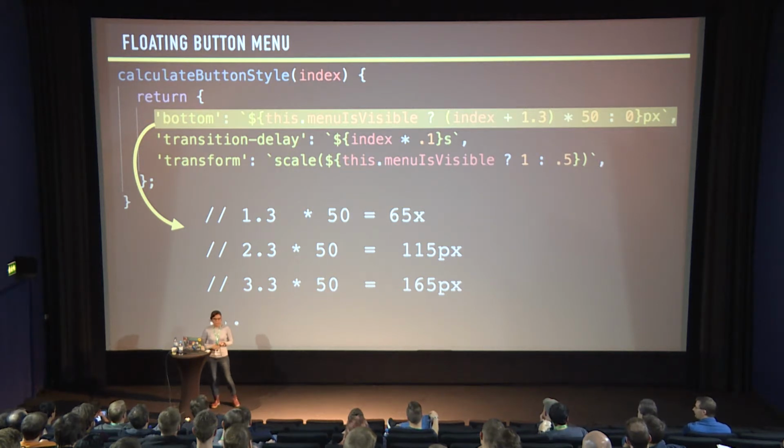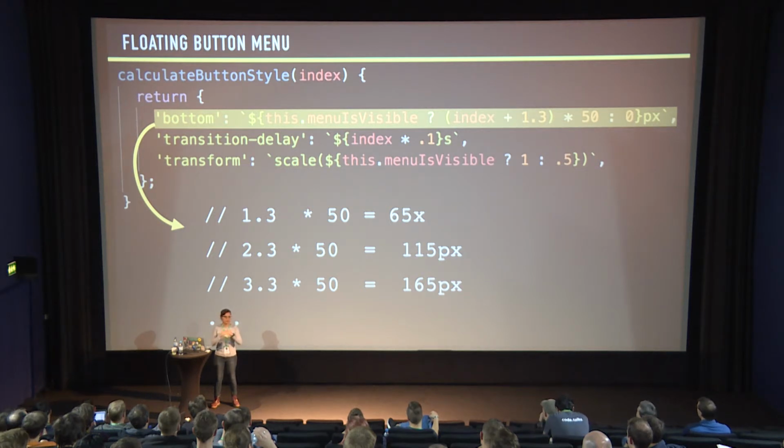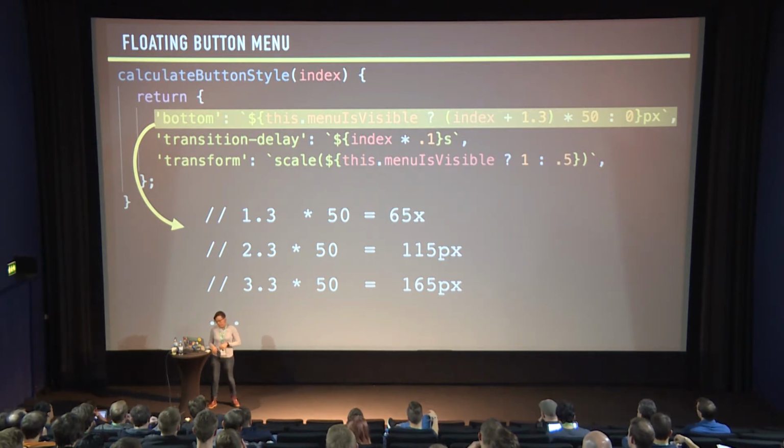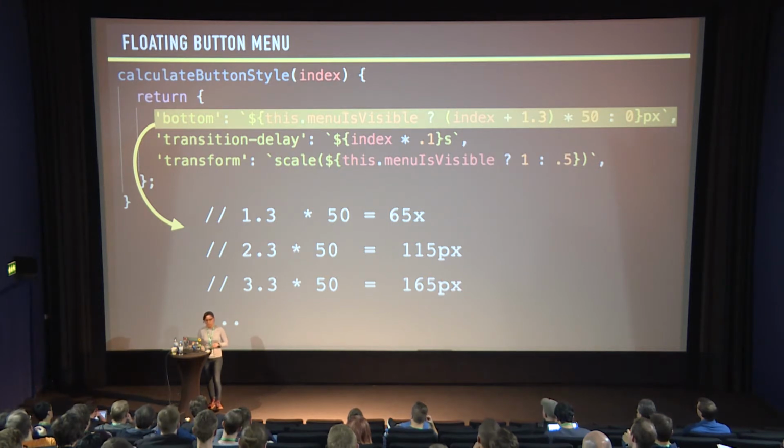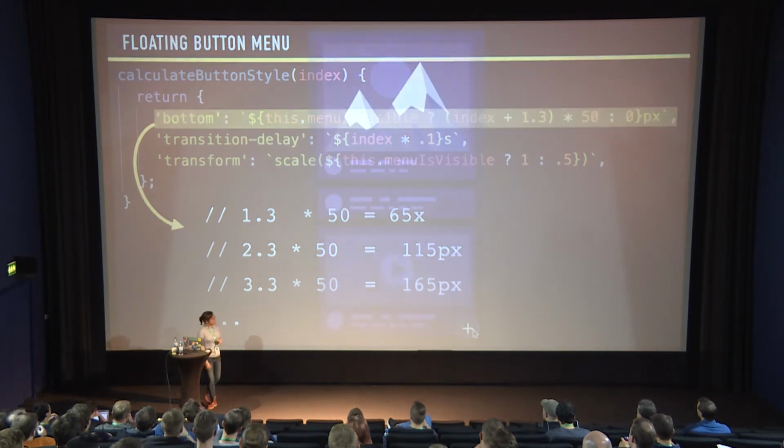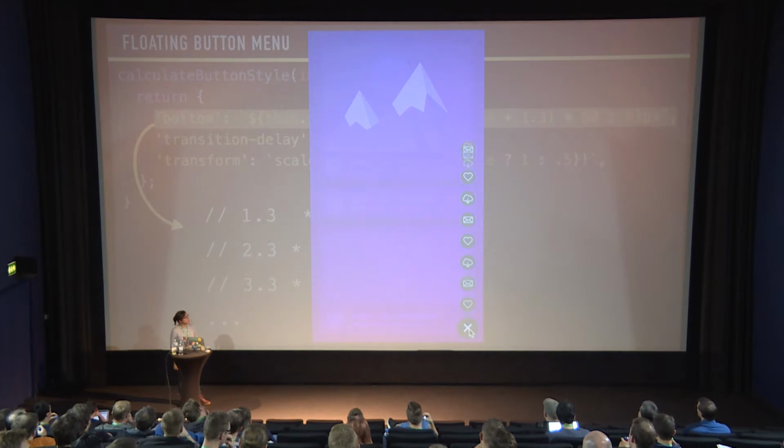The same thing for the transition delay, because we want the animation to be staggered. So we want the first button to appear really quick, and then the second one is going to be after the first one, and so on. And the last thing is that we scale down the size of the button a bit when the menu is not visible.